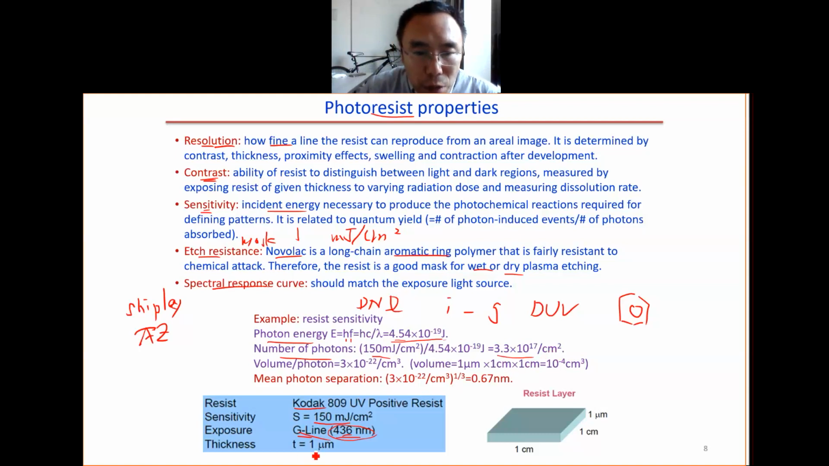The thickness of the resist is 1 micrometer, and the area is one square centimeter. Then we can know the volume for each photon. The volume is given by 1 micrometer times 1 centimeter by 1 centimeter, divided by the number of photons. So each photon has this volume. If you take the cube root of this, you get 0.67. This is the mean photon separation to expose this resist. You can see this number pretty much makes sense.